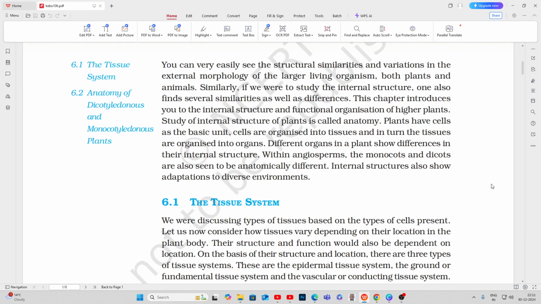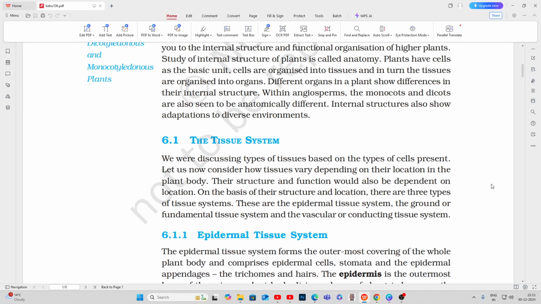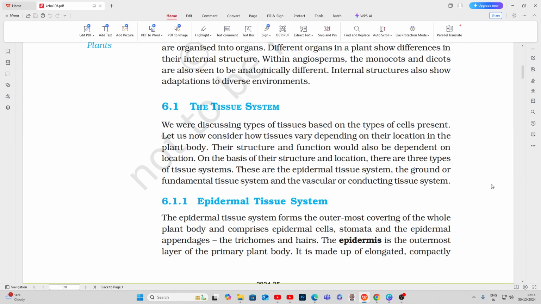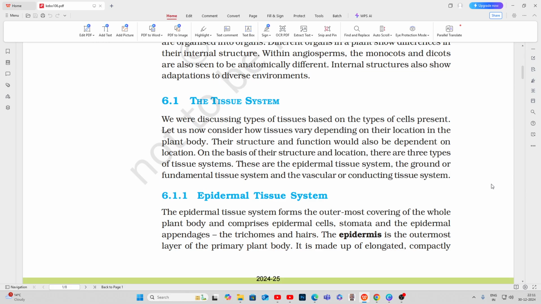Study of internal structure of plants is called anatomy. Plants have cells as the basic unit. Cells are organized into tissues, and in turn the tissues are organized into organs. Different organs in a plant show differences in their internal structure. Within angiosperms, the monocots and dicots are also seen to be anatomically different. Internal structures also show adaptations to diverse environments.